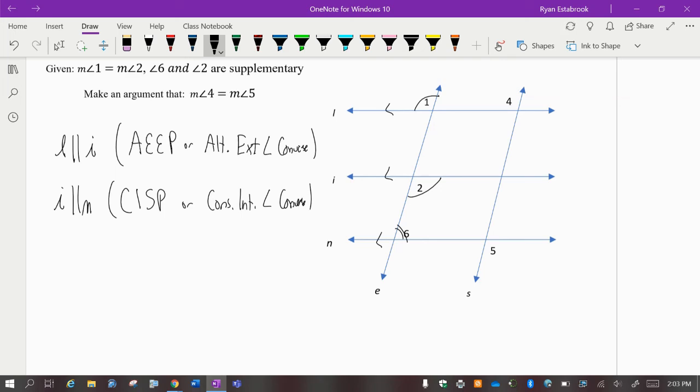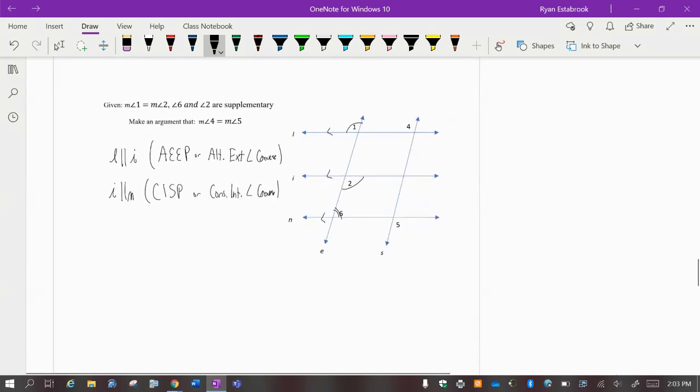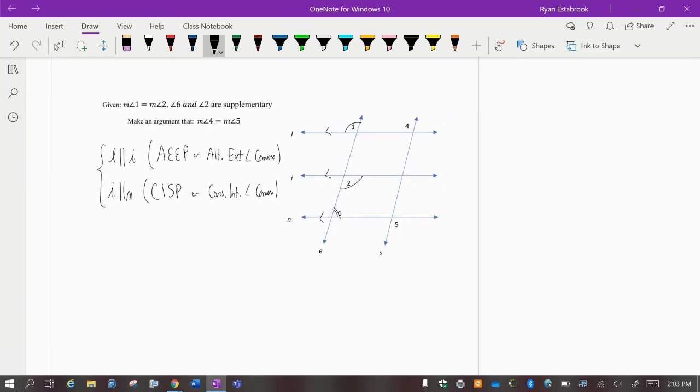All right, so now, since L is parallel to I, N is parallel to I, we could say that bringing these two things together, organize my work very well here, I can say that L is parallel to N, and the reason for that is that dual parallel theorem. Two lines like L and N are both parallel to the same line, like parallel to I, and those two lines are parallel to each other.